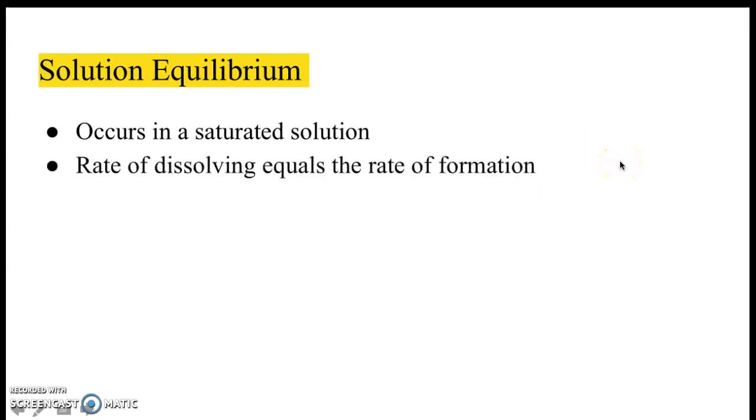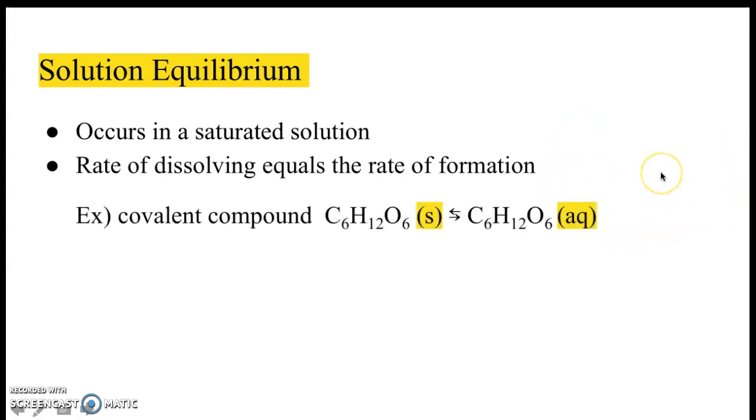The rate of dissolving is going to equal the rate of formation of your solid. So for example, here's with a covalent compound. If you're drinking iced coffee, you dissolve solid sugar. Some of it's going to dissolve into aqueous dissolved sugar. And at the same time, some of that dissolved sugar is going to reform into your solid sugar. So your rate of dissolving is equaling your rate of formation.